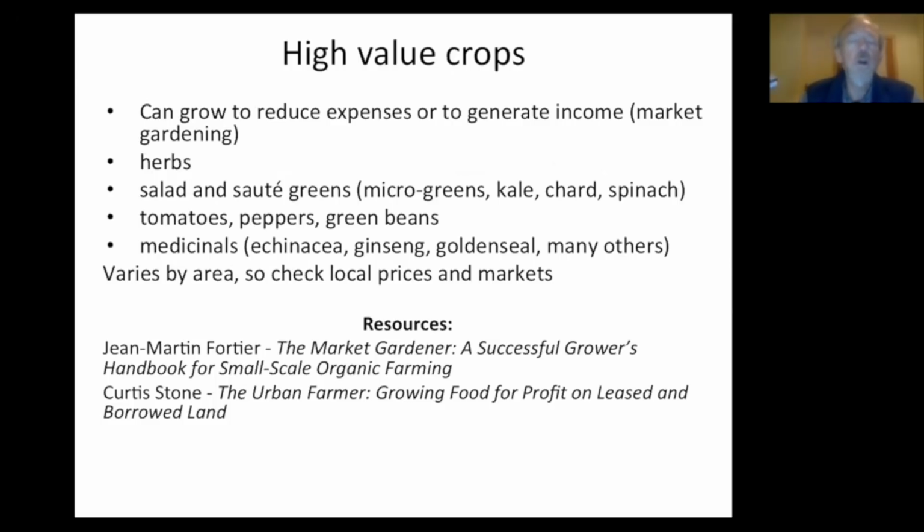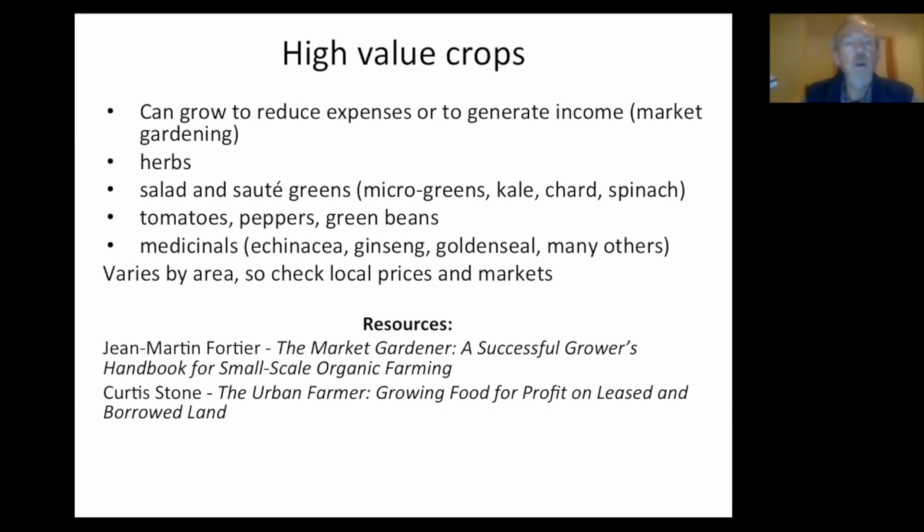So just to talk about high value crops for a minute, there are two ways to think about growing them. You can either grow them to reduce what you spend at the store, or you can grow stuff to generate income, where you're actually doing market gardening. And then there are things like herbs that cost a lot of money to buy, so why not grow some of those yourself? It's really easy. Also, small greens can be 10, 12, 15 bucks a pound. Those luscious little micro greens and other types of greens.